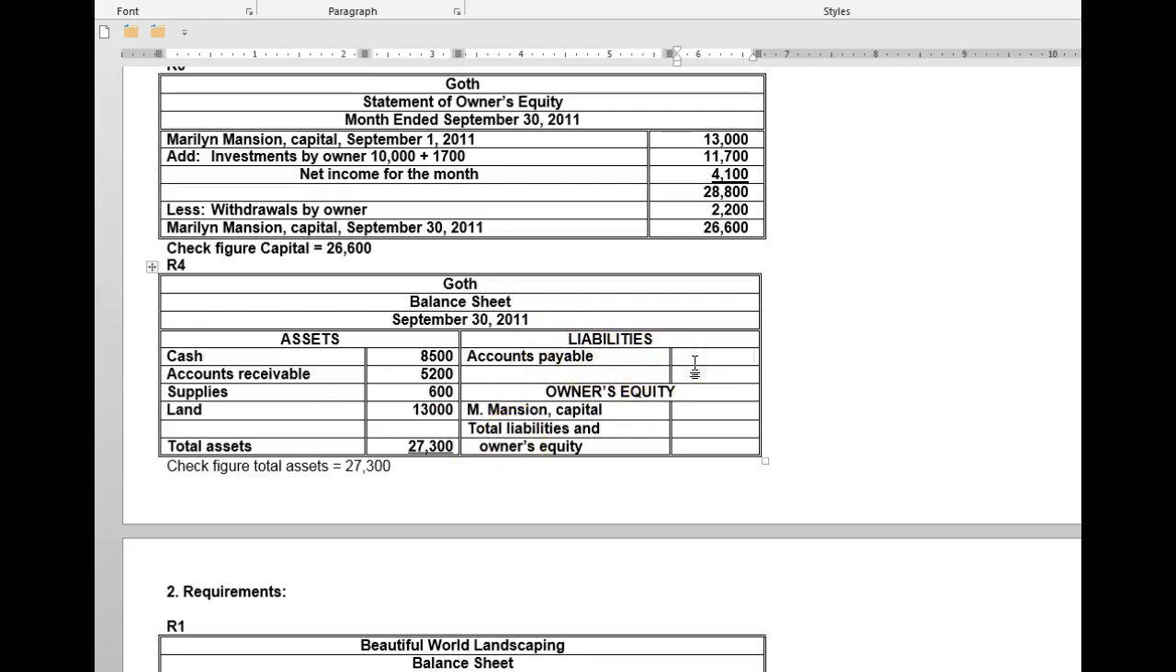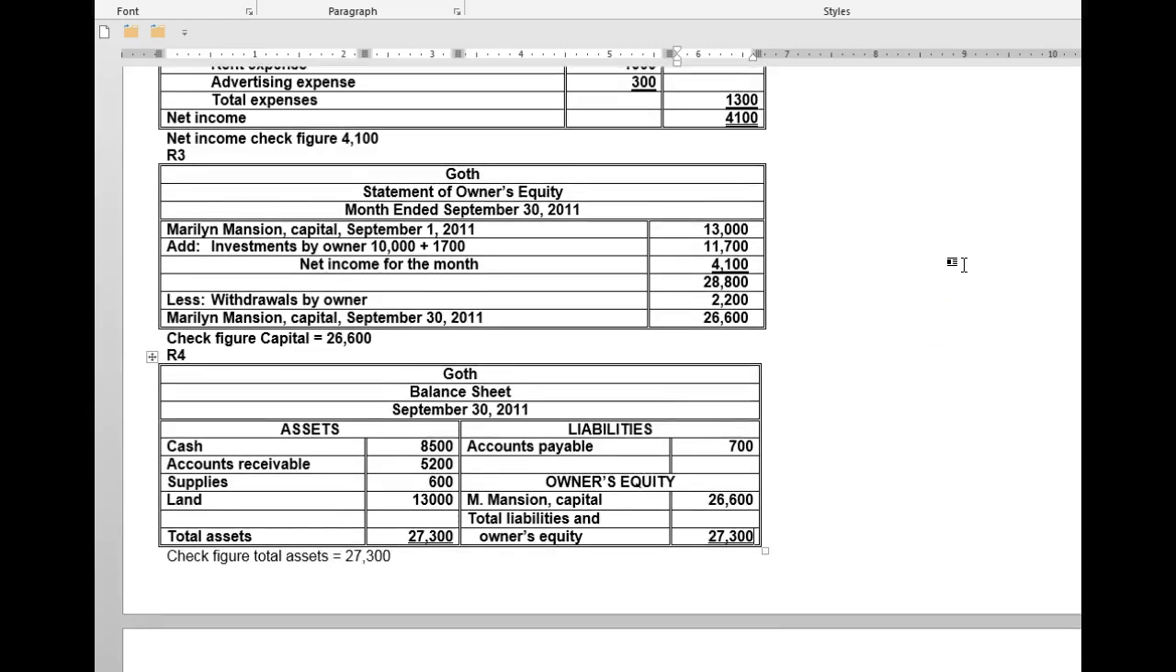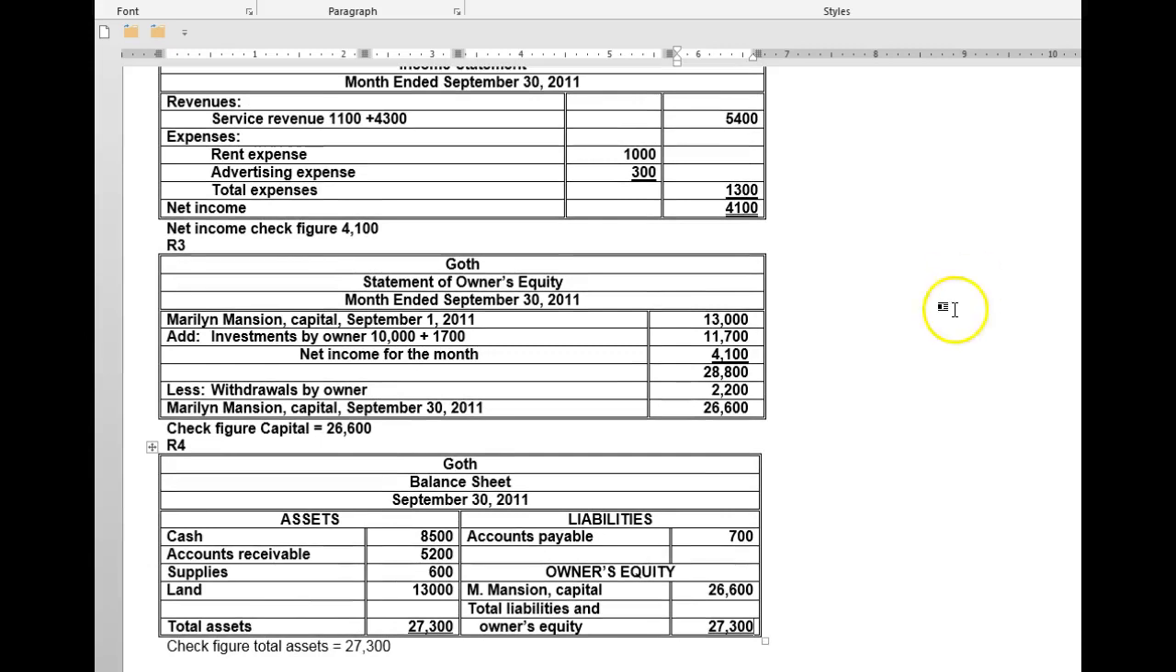Now we've got to figure this over here. Accounts payable was what? From the sheet, $700. This is where you get this new owner's equity that came from the statement above, and that is $26,600. Isn't this wonderful? If you add these two together, we better hope and pray it matches that total assets, and it does. So it's $27,300. And that's how you pull financials off. See how they all tie together? It is a beautiful picture.